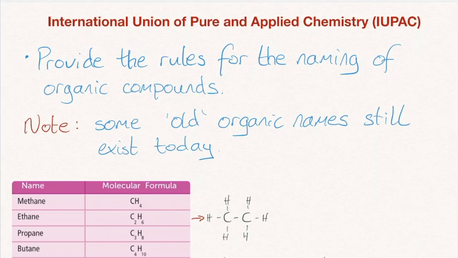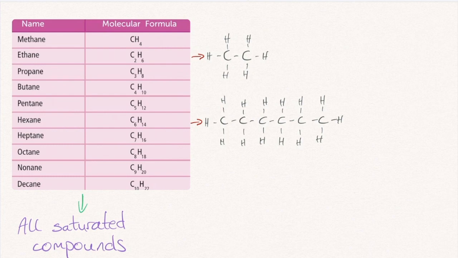The International Union of Pure and Applied Chemistry (IUPAC) is responsible for rules for naming organic molecules. We've seen the first 10 alkanes already. These simply have to be learnt off. You will need to know them in order to name different compounds.